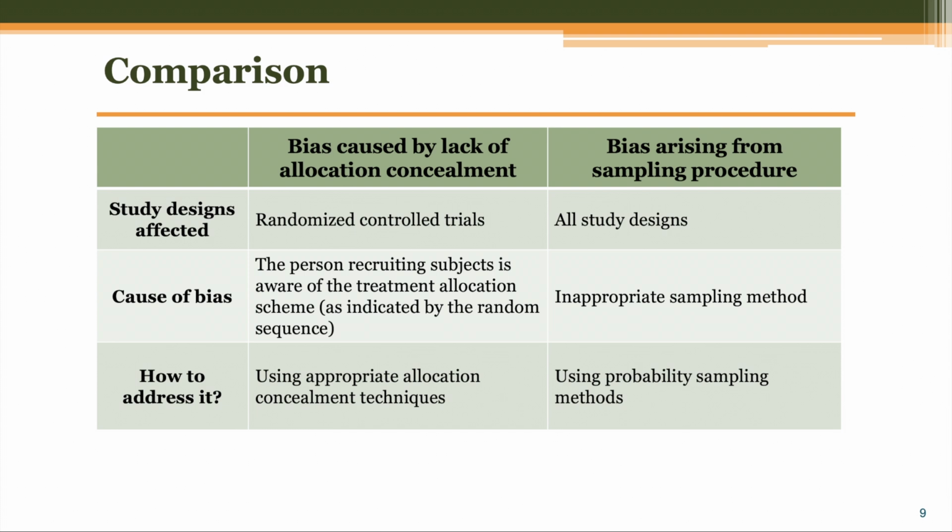Okay, in this module we discussed how selection bias can arise from lack of allocation concealment and explored the strategies to address it. That wraps up our discussion on selection bias. In the next module, we will shift our focus to information bias. Specifically, we'll introduce recall bias, which stems from inaccurate recall.